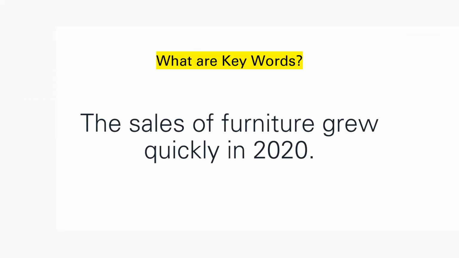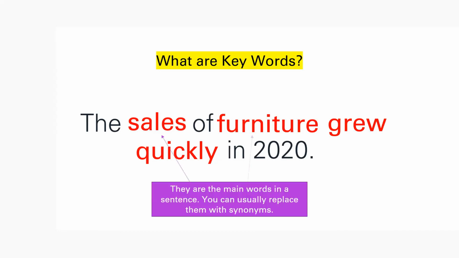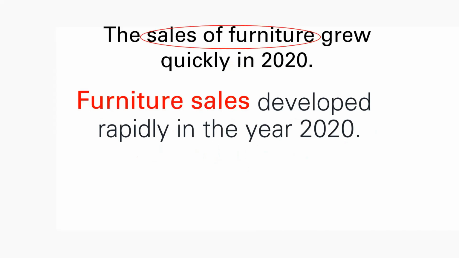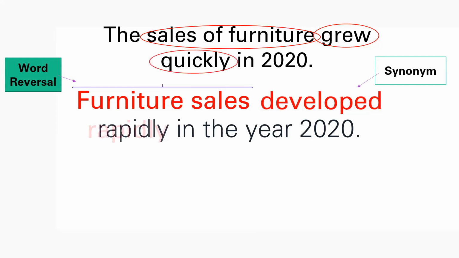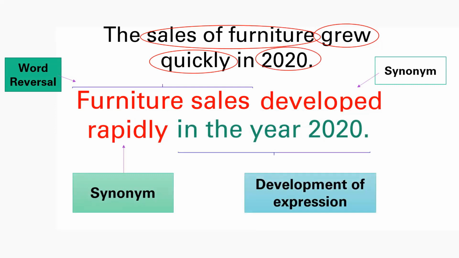How do you know what the keywords are in a sentence? They're basically the main words, and they're often words that you can find synonyms for. So for example, the sales of furniture grew quickly in 2020. Those keywords are sales, furniture, grew, and quickly. These are the main words that you can change up. So for example, the sales of furniture grew quickly in 2020 becomes furniture sales developed rapidly in the year 2020. So what I've done is I've changed the word position. Sales of furniture becomes furniture sales. I've used a synonym instead of grew, and I say developed. I've used a synonym for quickly. I've used rapidly. And instead of in 2020, I've developed the expression into in the year 2020.